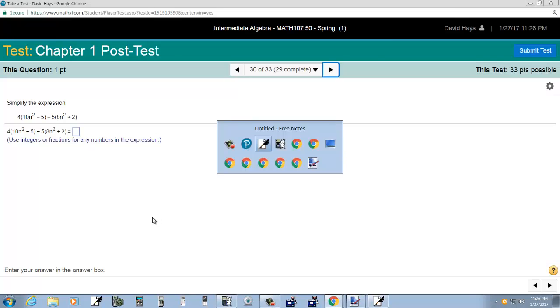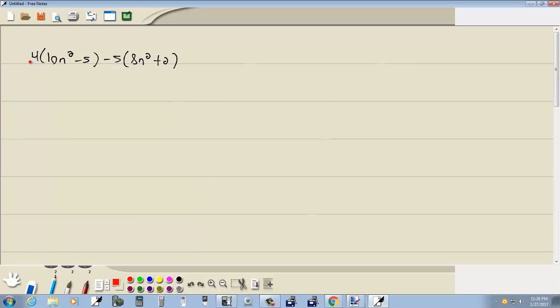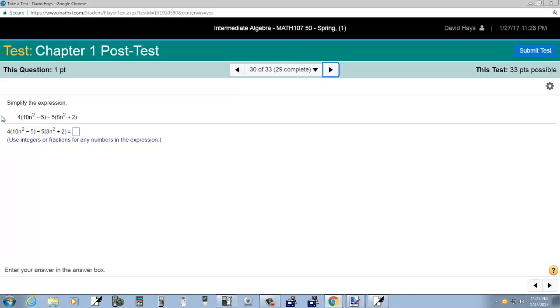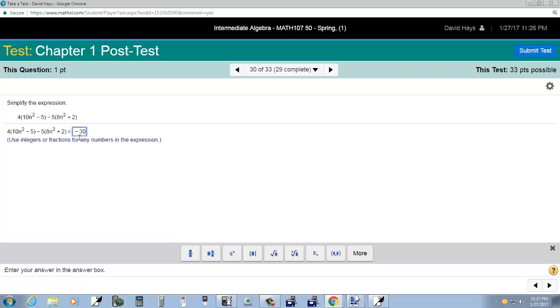Okay. Simplifying the expression, what I do is I get rid of parentheses, and I'm going to combine like terms. So I'll take the 4 and multiply it through, and I'll take negative 5 and multiply it through. 4 times 10 gives us 40n squared. 4 times negative 5 is negative 20. Negative 5 times 8 is negative 40n squared, and negative 5 times 2 is negative 10. Combine like terms, 40n squared minus 40n squared cancels. Combine numbers, negative 20 and negative 10 gives us negative 30.